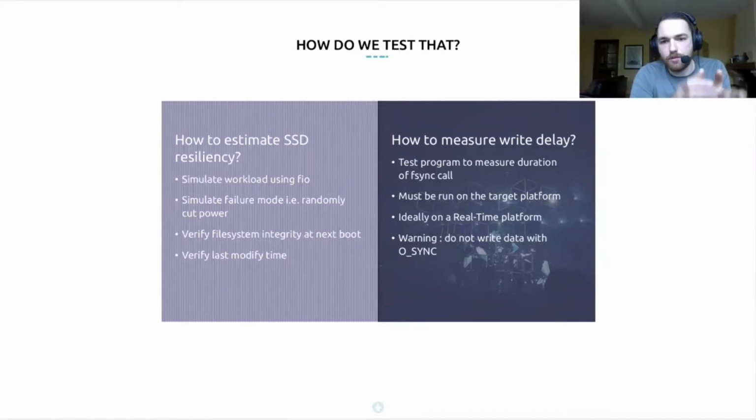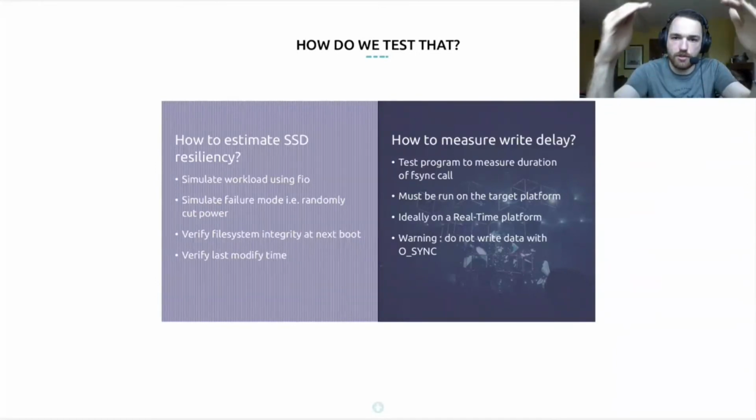Typically here, you do not want to write data with the O_SYNC flag, simply because the O_SYNC flag will make it synchronize the data on the disk at every write operation, which will take much longer than just flushing the kernel buffer cache to the drive once.